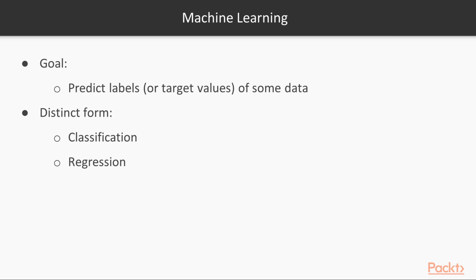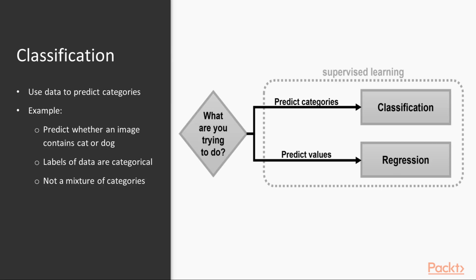We have previously established that the goal of supervised learning is always to predict the labels or target values of some data. However, depending on the nature of these labels, supervised learning can come in two distinct forms, that is, classification and regression. Supervised learning is called classification whenever we use the data to predict categories. A good example of this is when we try to predict whether an image contains a cat or a dog. Here, the labels of the data are categorical, either one or the other, but never a mixture of categories.